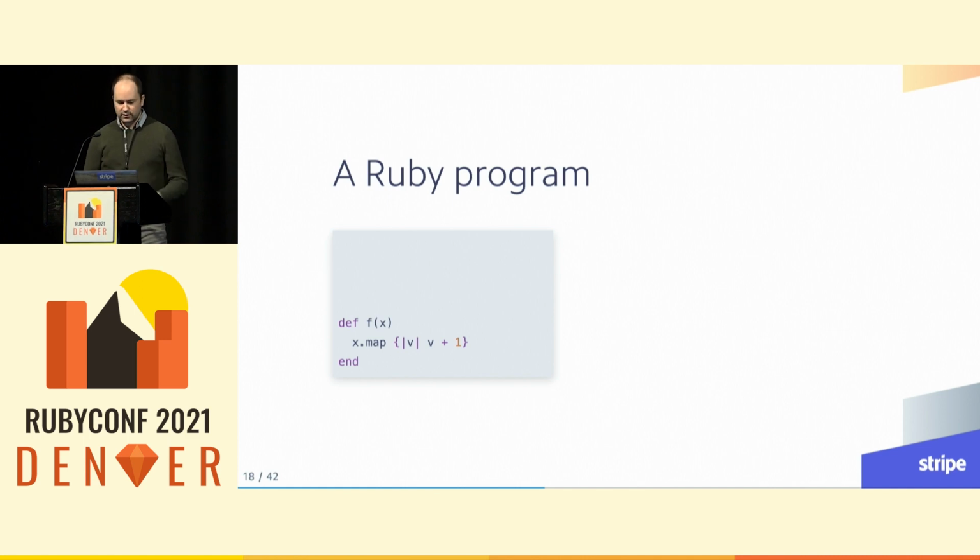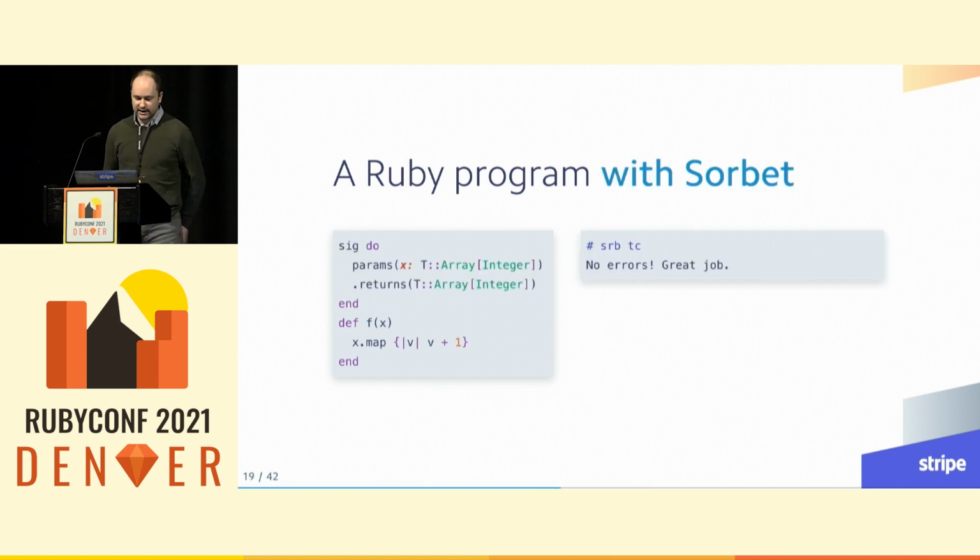Right? So the way that we would add Sorbet to this is to add a signature. And so what this will now say is x actually must always be an array of integers, and f must always return an array of integers. So if you look over on the right, you can see we've run Sorbet, and now it says that there are no errors, which is great.